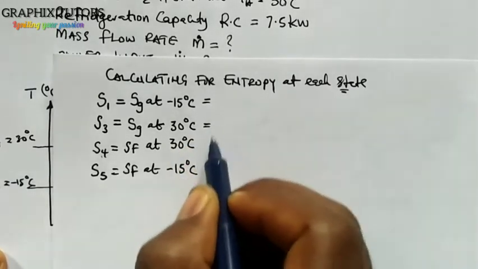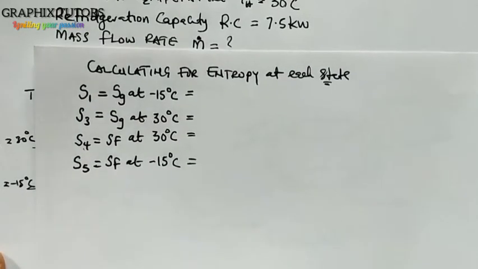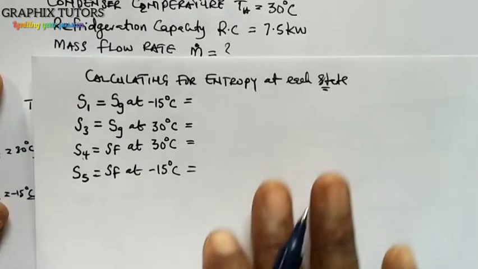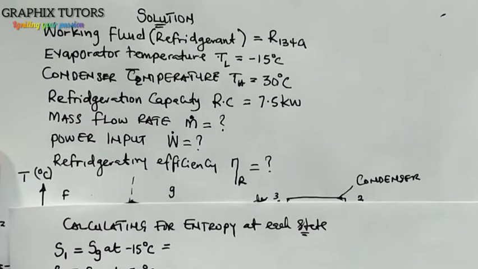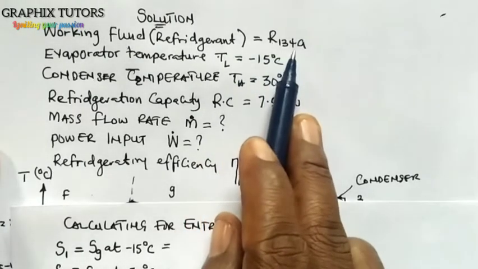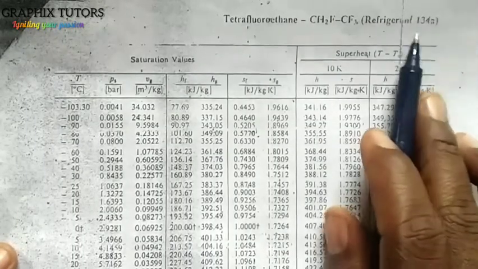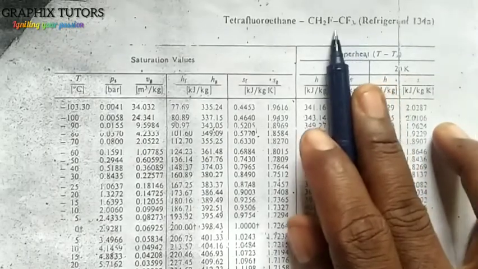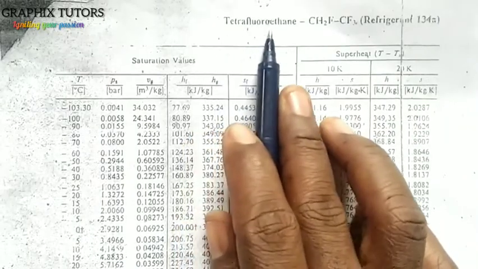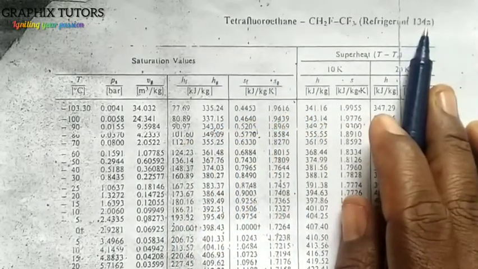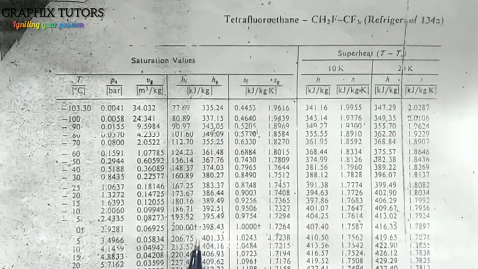So looking for the value of this, you now take your steam table. This is where your steam table will come in. The first thing you check on the steam table is what is the refrigerant. The refrigerant here that is given is R134a. So you go to your steam table and search for the top right corner, look for the R134a, which is this, tetrafluoroethane. That is R134a.